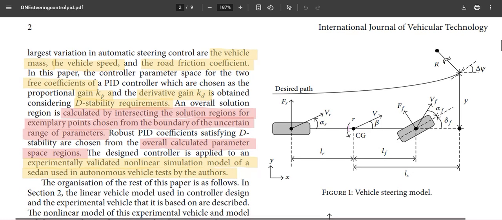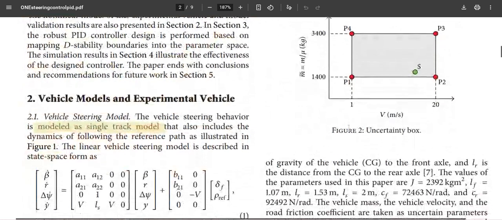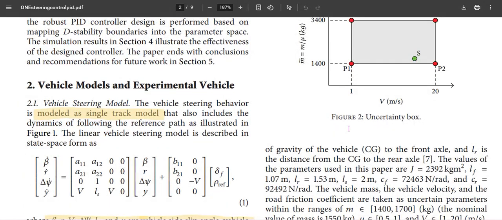In this paper, what they did is make two free parameters instead of three parameters. One parameter is fixed, the Ki value, and the proportional gain Kp and derivative gain Kd values are computed based on the D stability requirements. This was the overall idea of this paper, and for that it requires a very approximate linear model or a nonlinear model.